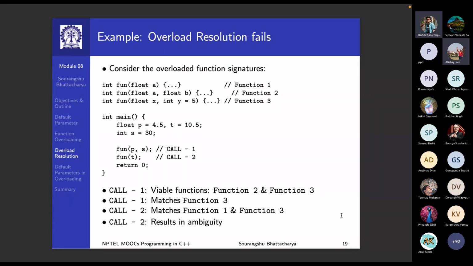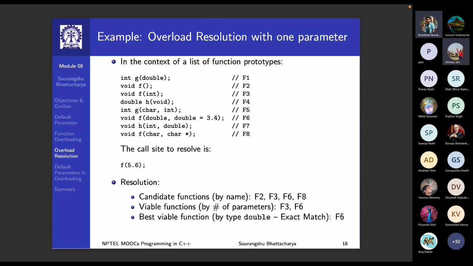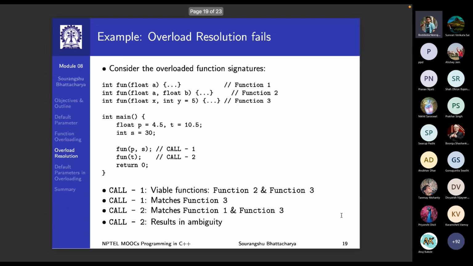Sir, can you go to the previous page? Yes. Sir, if we have here a void f double, then which one will be called? So what will happen if you have void f double? I'll come to that. It will be an ambiguous call. It will throw a compilation error saying it is an ambiguous call. So what results in ambiguity? That is the next step.